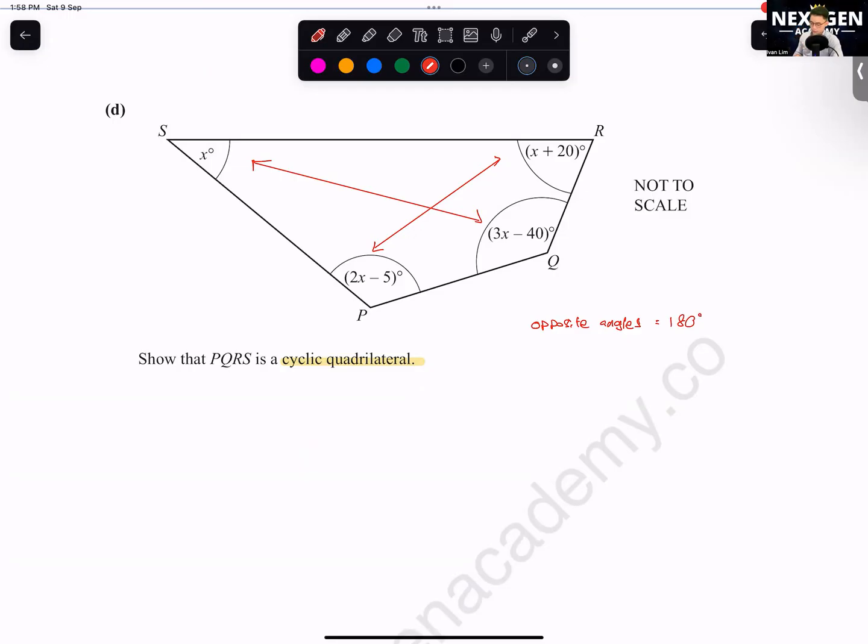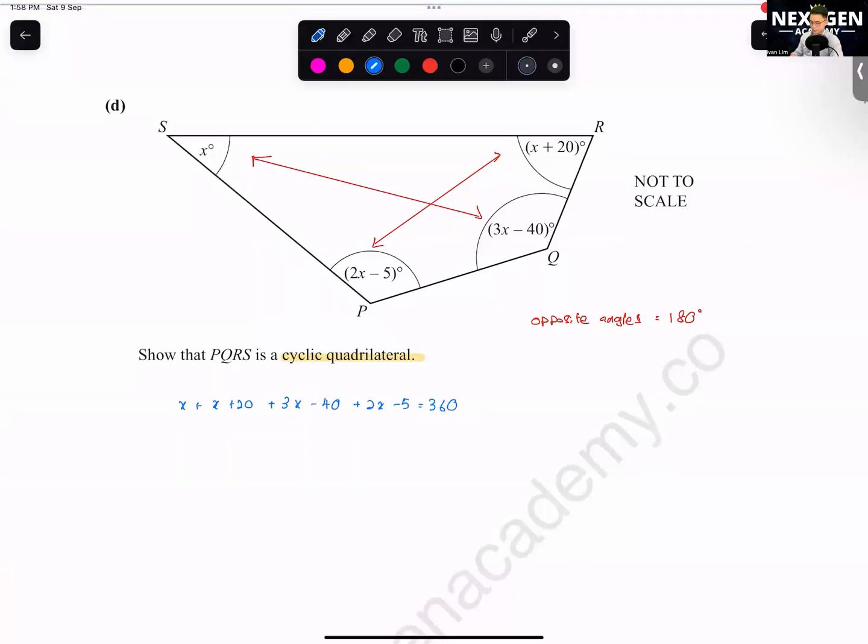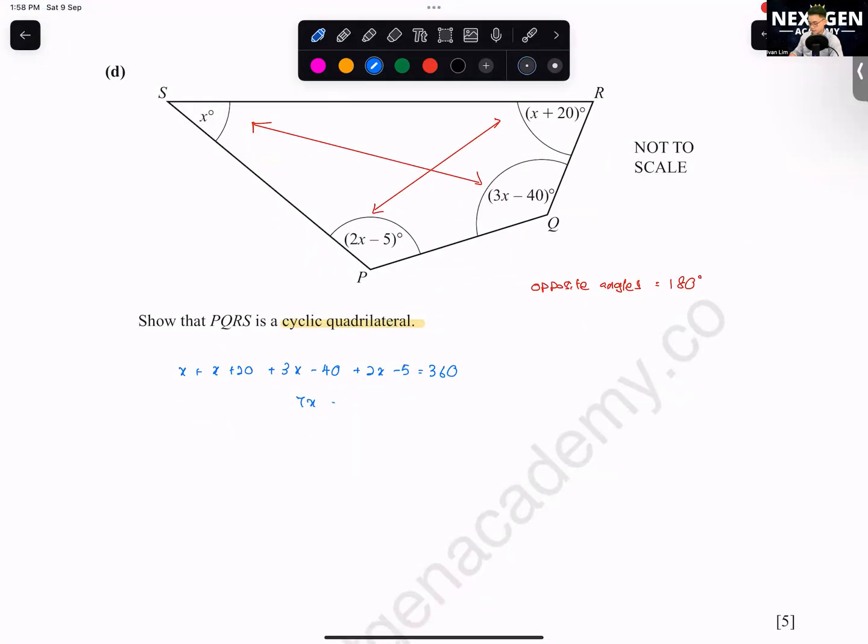How do we do this? First, we need to find the x value. You're not supposed to straight away do this plus this equals 180, because we don't know yet. So add up all of it together: x plus 20 plus 3x minus 40 plus 2x minus 5. Quadrilateral will be 360 degrees, any four-sided shape. Simplify this equation, you get 7x minus 25 equals 360. X will be 360 plus 25 over 7, where you get x is 55 degrees.